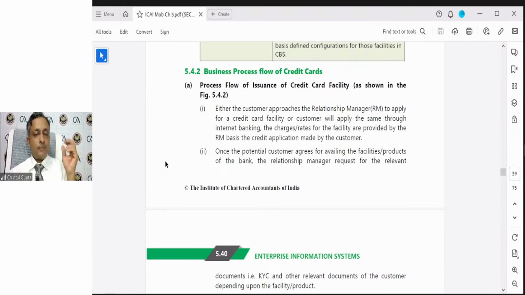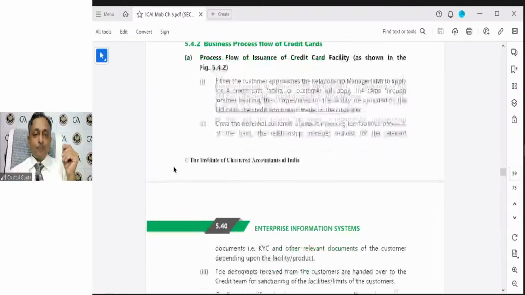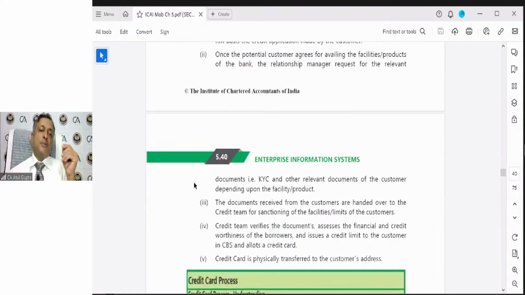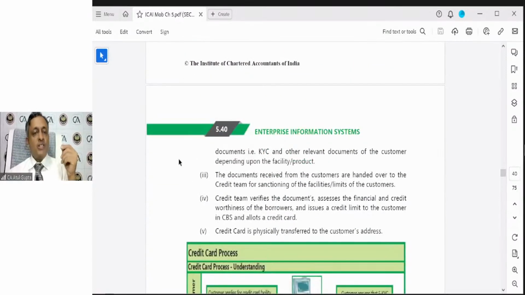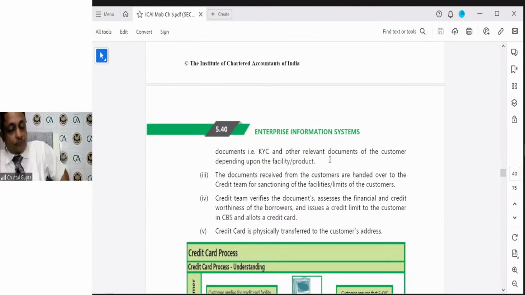Once the potential customer agrees to avail the facility, the relationship manager requests for documents. Here, what Gundu Chandrasekhara asked was covered. That is KYC and other relevant documents of the customer, depending on the facility or the product. Yeah, so this is the nature of the credit card you want. Now here this credit line issue has to come. Credit line means what is your expenditure limit on the credit card? Here that term becomes relevant.